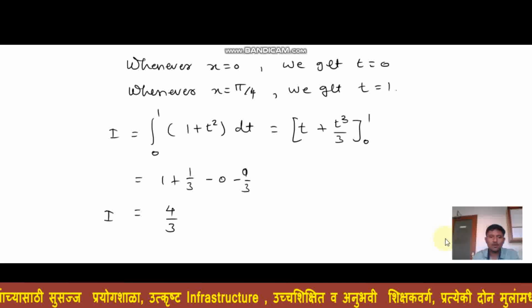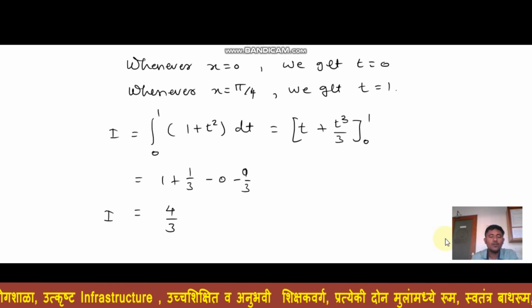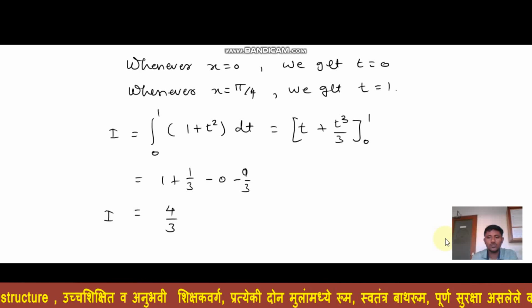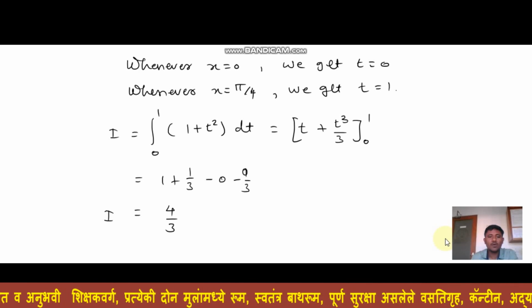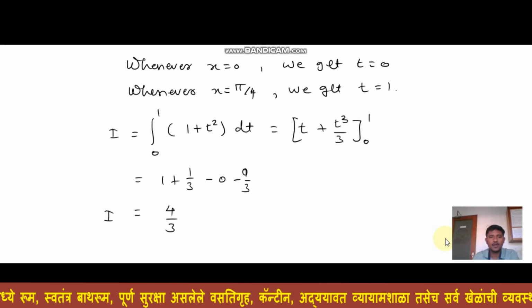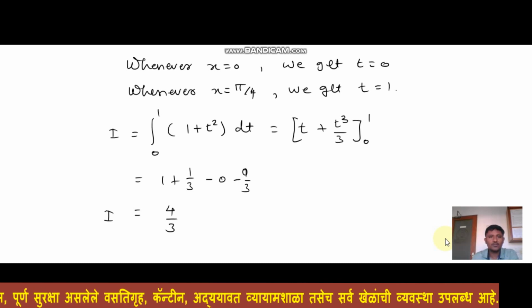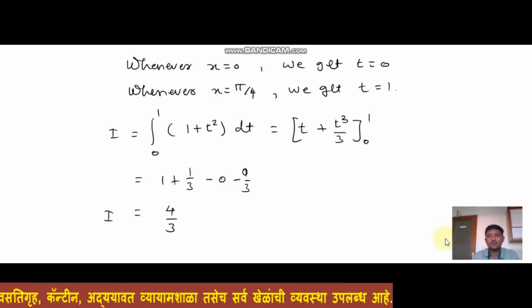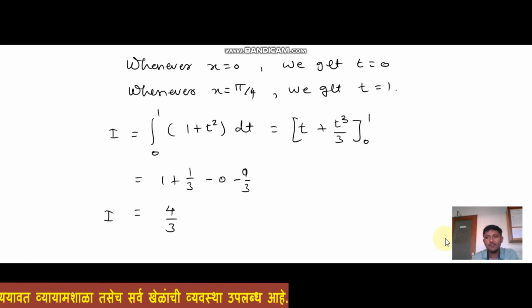So you were asked to find the value of the integral from 0 to pi by 4 of sec power 4x dx, and the value is 4 by 3. I hope you understood the solution. Please watch it. Now we will solve the next problem.